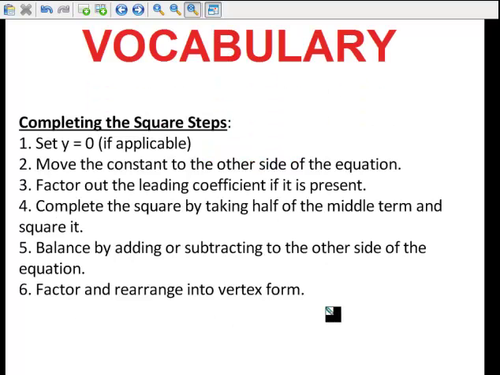And to do those, we have some steps for completing the square. These probably won't make sense to you as I go through them the first time, but if we come back to them after we've gone through a couple problems, then maybe they'll make a little bit more sense. First, we're going to set y to 0, so we're going to get all of our numbers and variables on one side. Then we're going to move the constant term over to the other side of the equation, factor out a leading coefficient, and I'll go through that, complete the square, and then balance, and then refactor or finish up your problem. So again, these probably don't make sense now, but we'll come back to them after we do a couple.